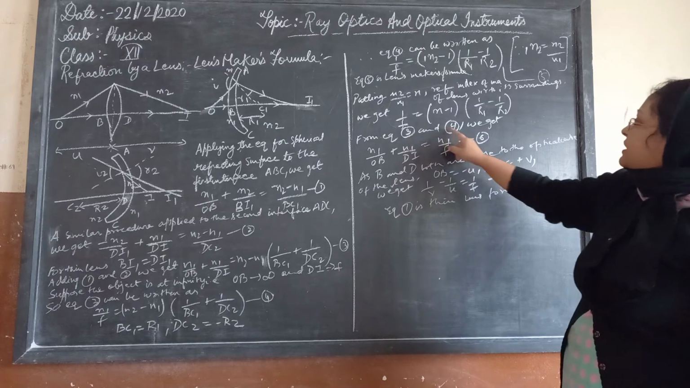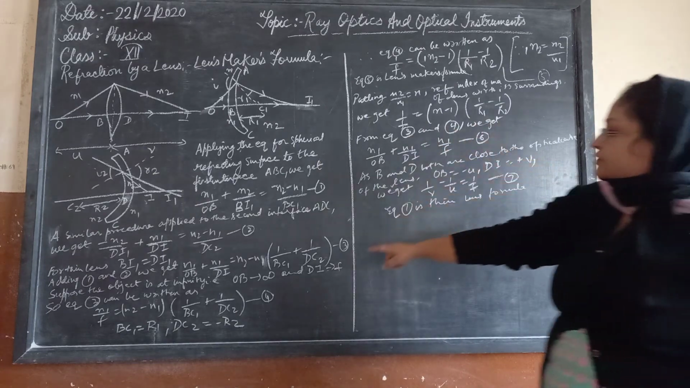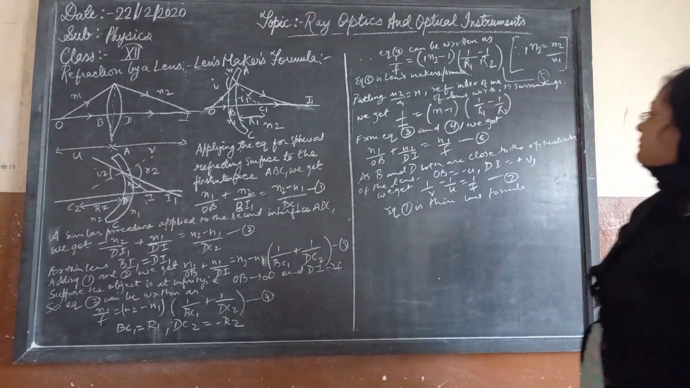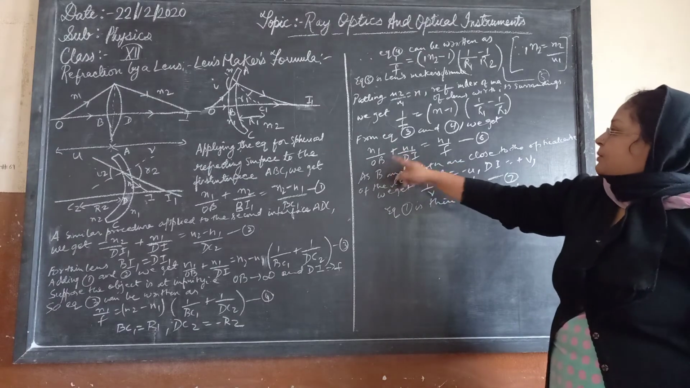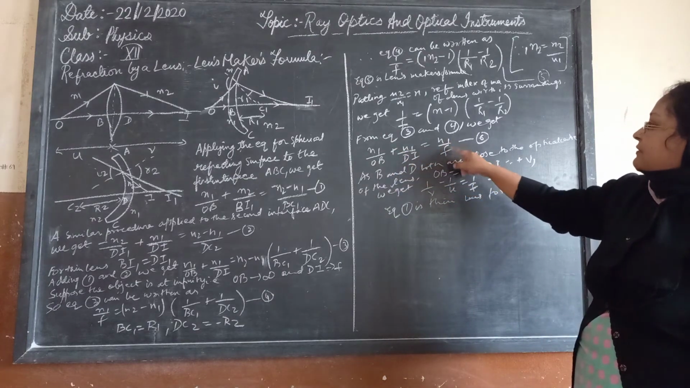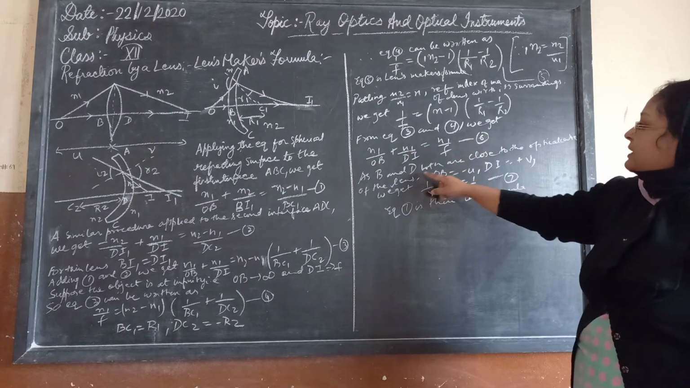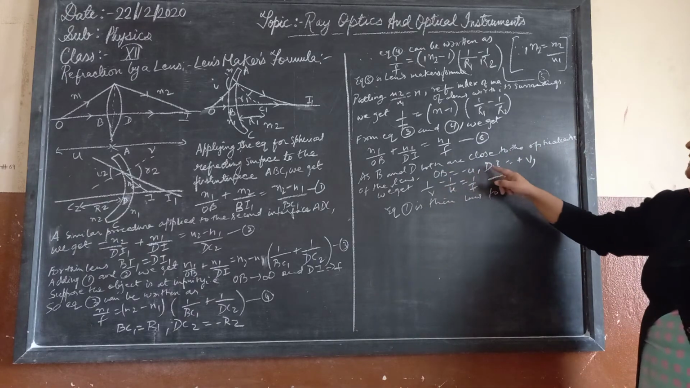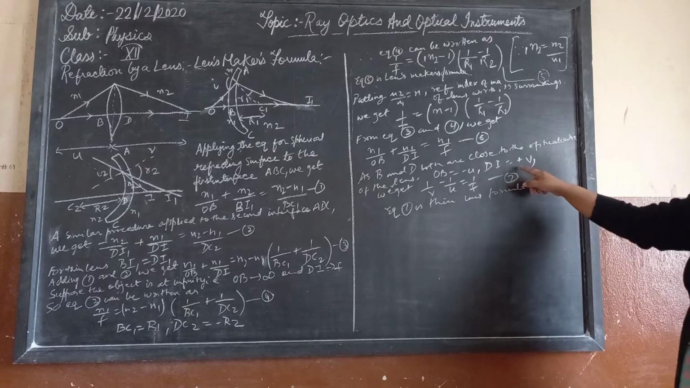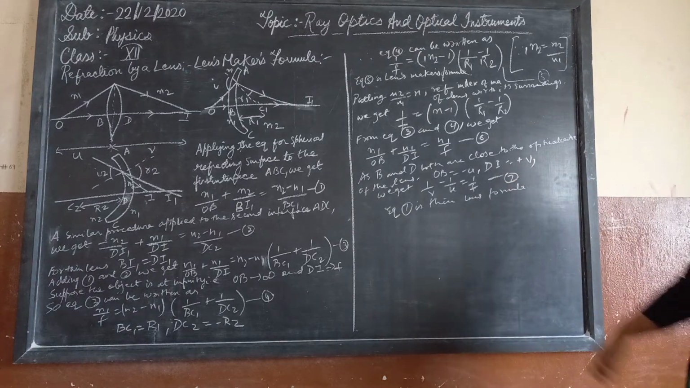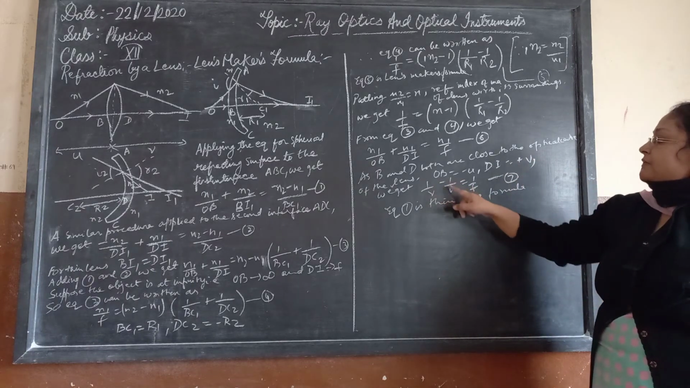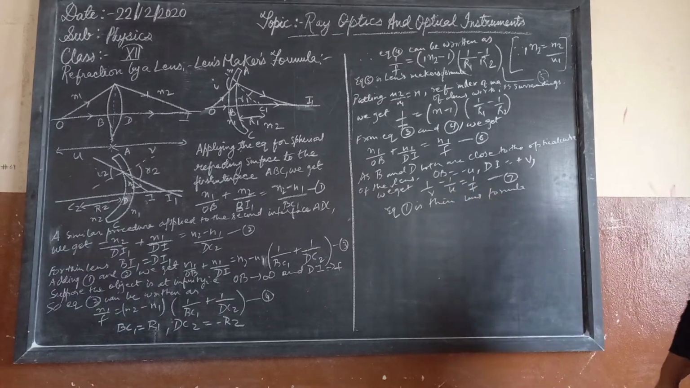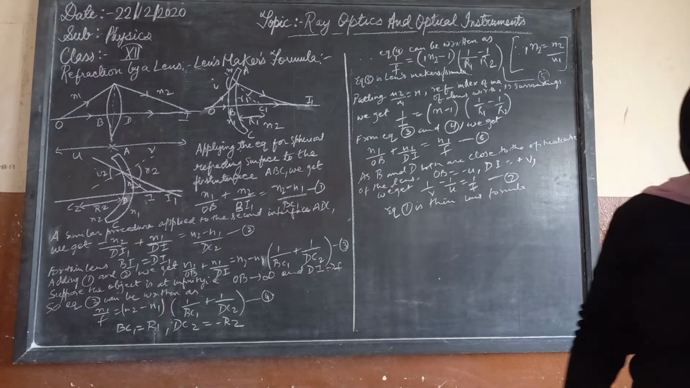From equation number 3 and 4 we will get N1 upon OB plus N2 upon DI equals N1 upon F. Sixth equation: B and B are both close to the optical center of the lens, so OB equals minus U and DI equals plus V. Substituting the values, we get 1 upon V minus 1 upon U equals 1 upon F. That is the lens maker formula here.